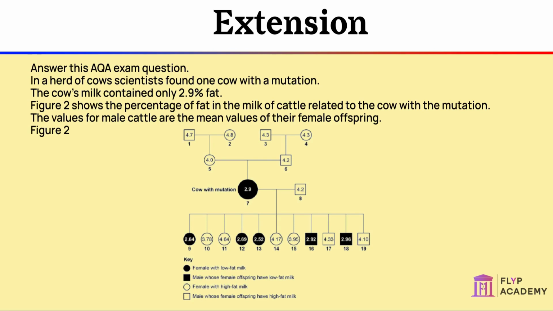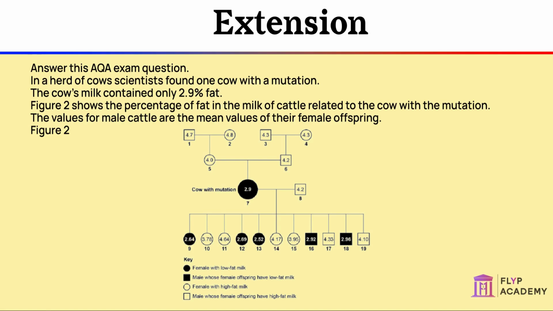And here are the answers. A. Animal 7 must be heterozygous because some of the offspring produced high milk fat, meaning that they did not inherit the dominant allele for low-fat milk. If animal 7 was homozygous, then all of the offspring would produce low-fat milk.